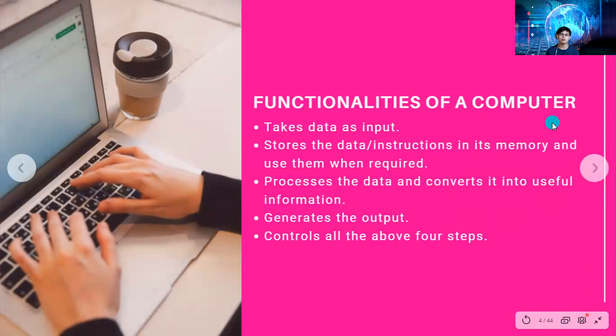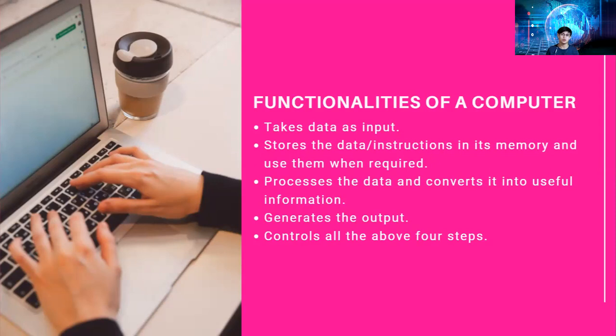So what are the functionalities of a computer? It takes data as input. After taking the data, it stores the data or instructions in its memory and uses them when required. It processes the data and converts it into useful information. And it generates an output, and it controls all the above four steps. Again, it takes the data, stores the data, processes the data and generates the output. So it's easy as that. That is the functionality of a computer.